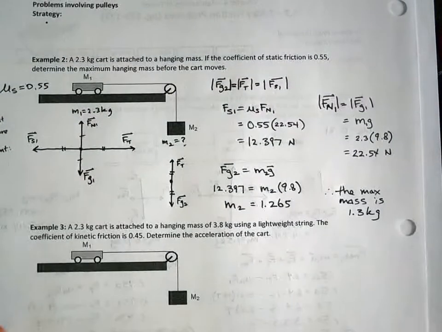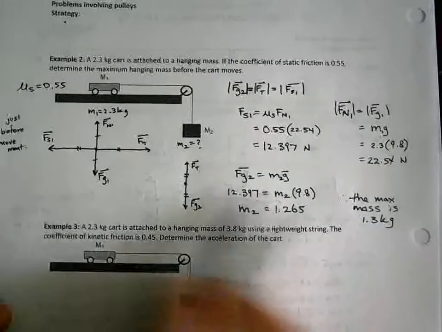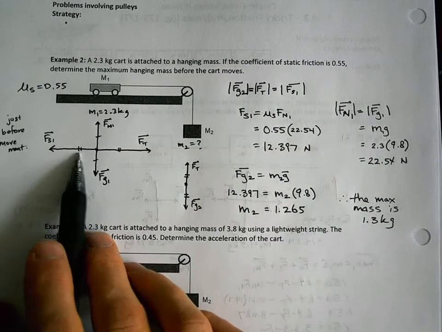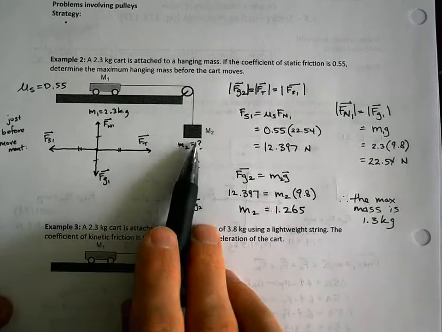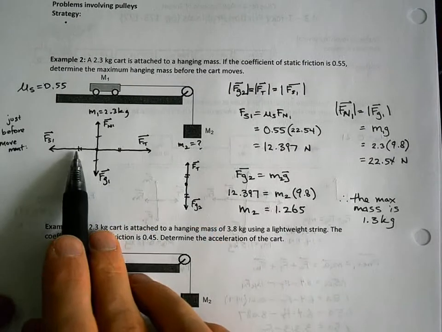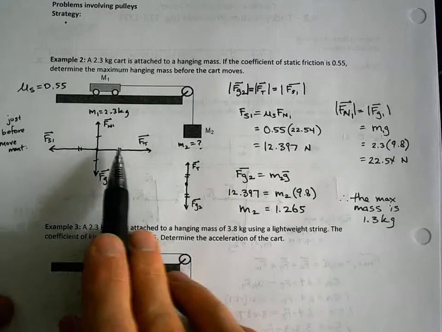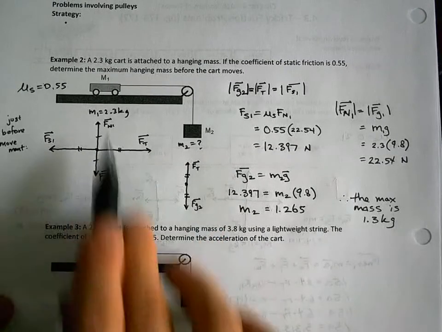Think about it. That's the situation where you have the most amount of static friction force. As soon as you put any more mass onto this hanging weight, all of a sudden you're going to overcome static friction, and this is going to start going down, and this is going to start going to the right.